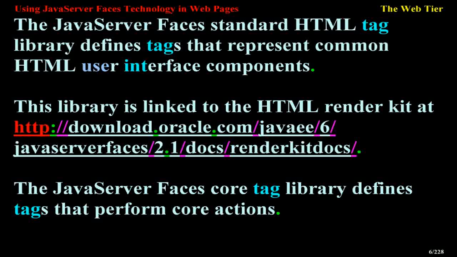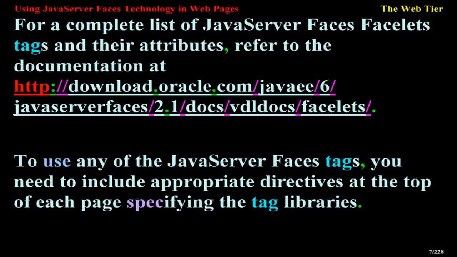This library is linked to the HTML render kit at http://download.oracle.com/javaee/6/javaserverfaces/2.1/docs/renderkitdocs. The JavaServer Faces core tag library defines tags that perform core actions. For a complete list of JavaServer Faces Facelets tags and their attributes, refer to the documentation at http://download.oracle.com/javaee/6/javaserverfaces/2.1/docs/.